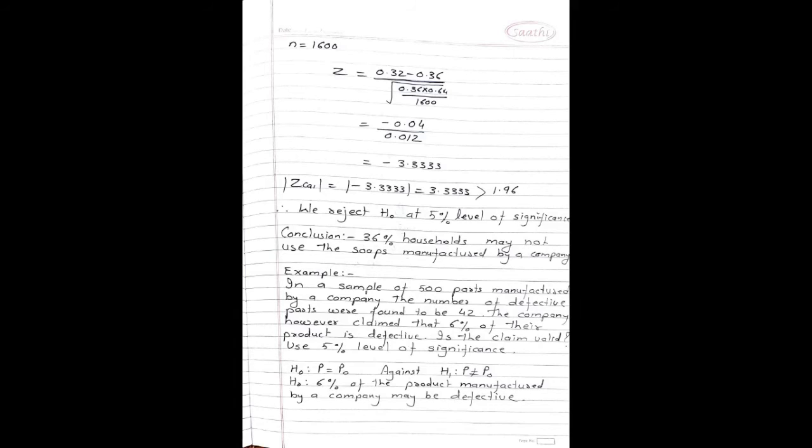Next example. In a sample of 500 parts manufactured by a company, the number of defective parts were found to be 42. The company, however, claimed that 6% of their product is defective. Is the claim valid? Use 5% level of significance. So H naught in notation can be given by P is equal to P naught against H1 P not equal to P naught. H naught in words can be given as 6% of the product manufactured by a company may be defective.